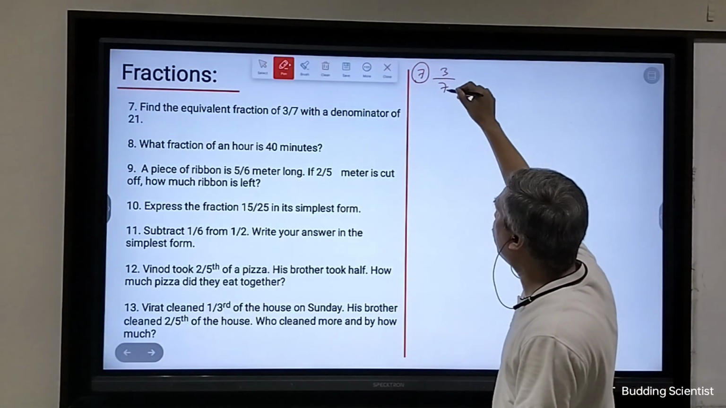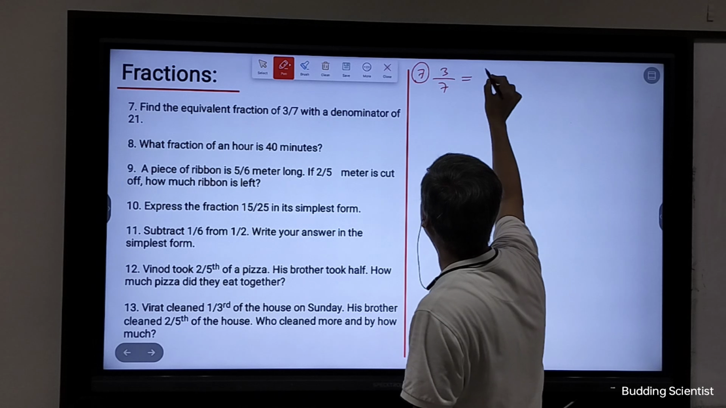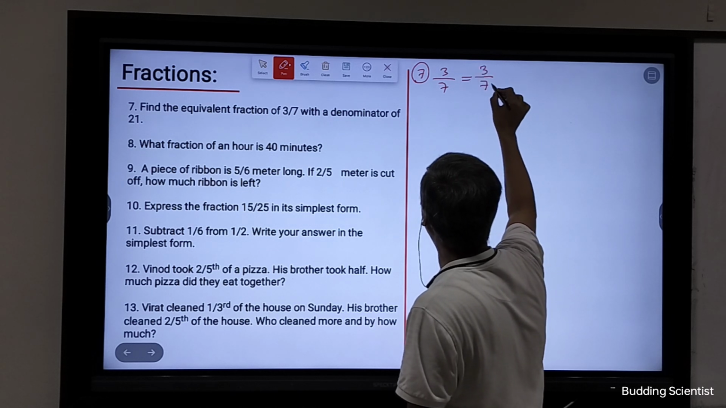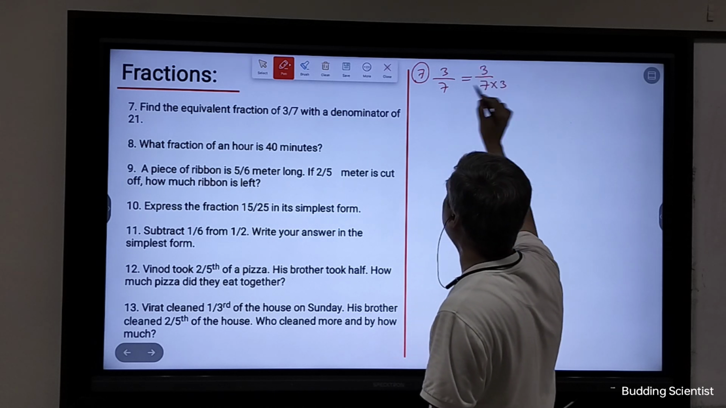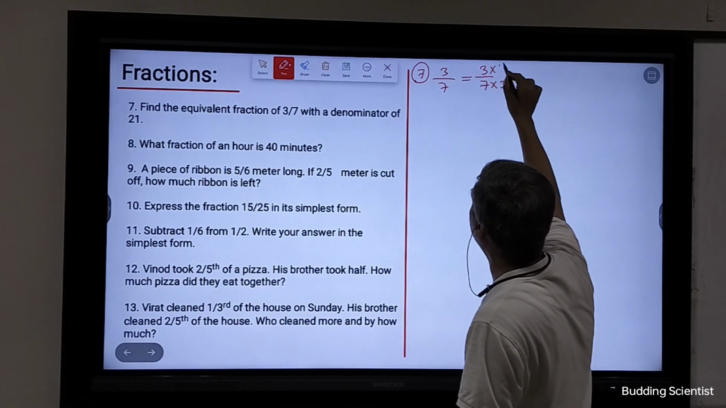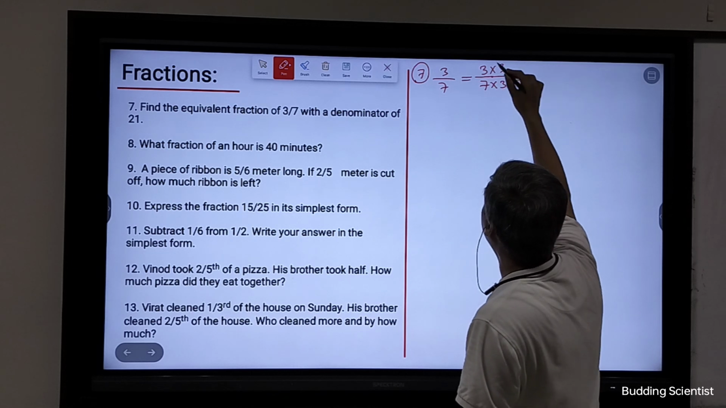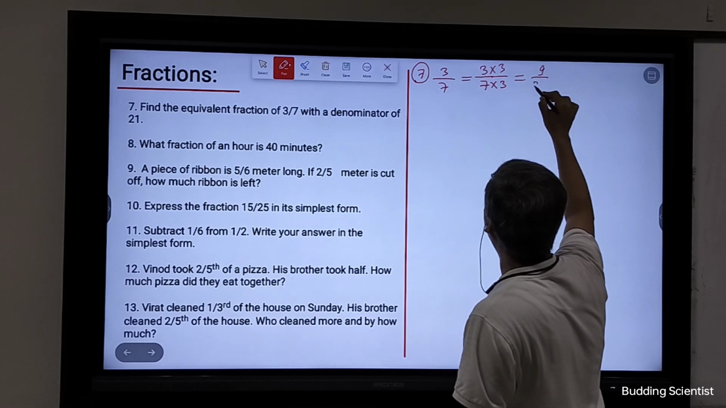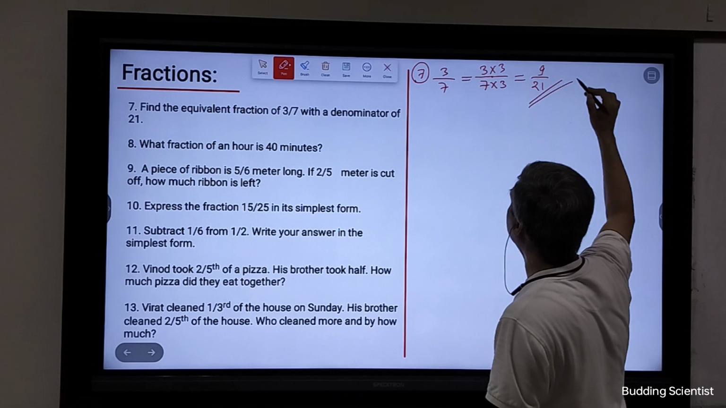How can I make the denominator equal to 21? I have to multiply by 3. So I write 3 upon 7 and this has to be multiplied by 3, only then I get 21. And if I multiply this with 3, I have to multiply this with 3 as well. And then I get 9 upon 21 is the answer.